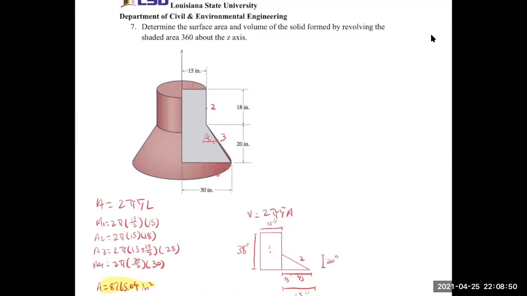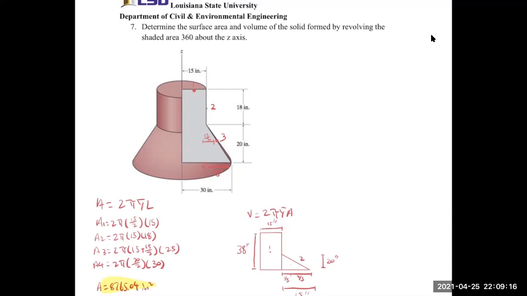Okay, so first I label that point 1 right here. So A1 will be equal to 2 pi, and then the y bar for that is simply 15 divided by 2, right? Because point 1 is located halfway in that 15 inches. And then the length of that is simply 15, because it's along this edge right here.